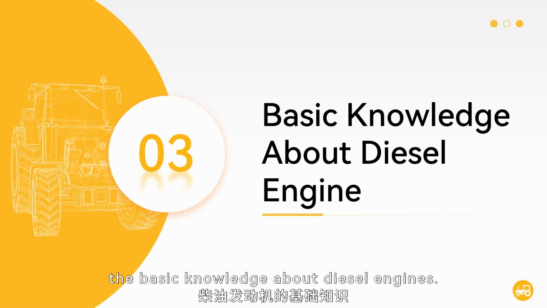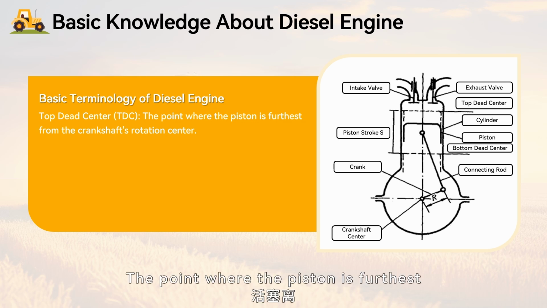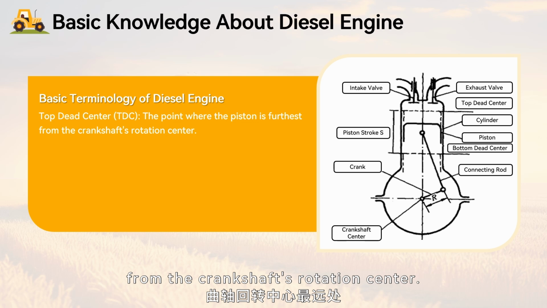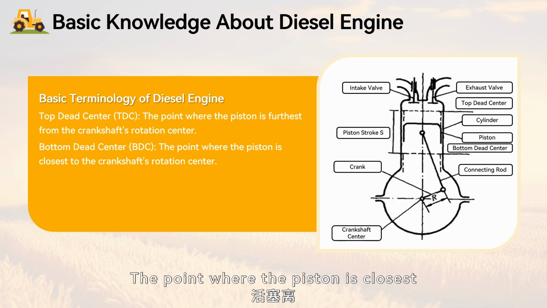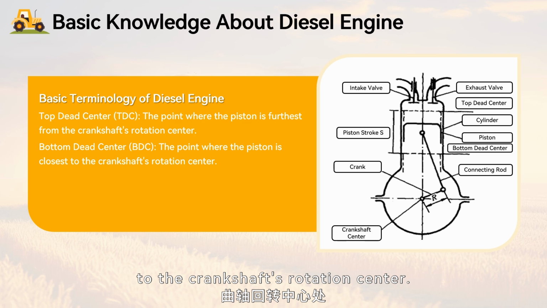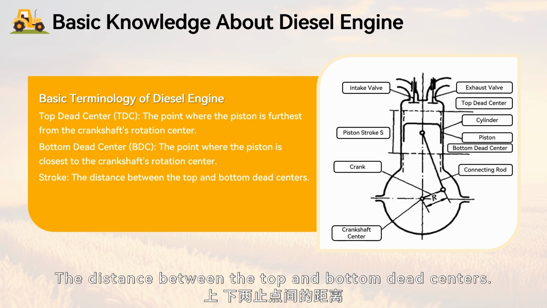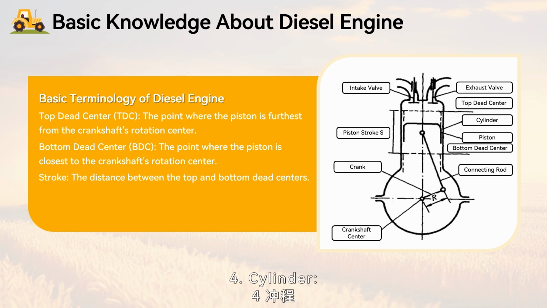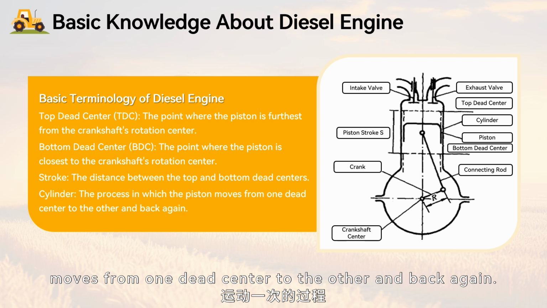Now, let's explore the basic knowledge about diesel engines. 1. Top dead center, TDC. The point where the piston is furthest from the crankshaft's rotation center. 2. Bottom dead center, BDC. The point where the piston is closest to the crankshaft's rotation center. 3. Stroke. The distance between the top and bottom dead centers. 4. Cycle. The process in which the piston moves from one dead center to the other and back again.